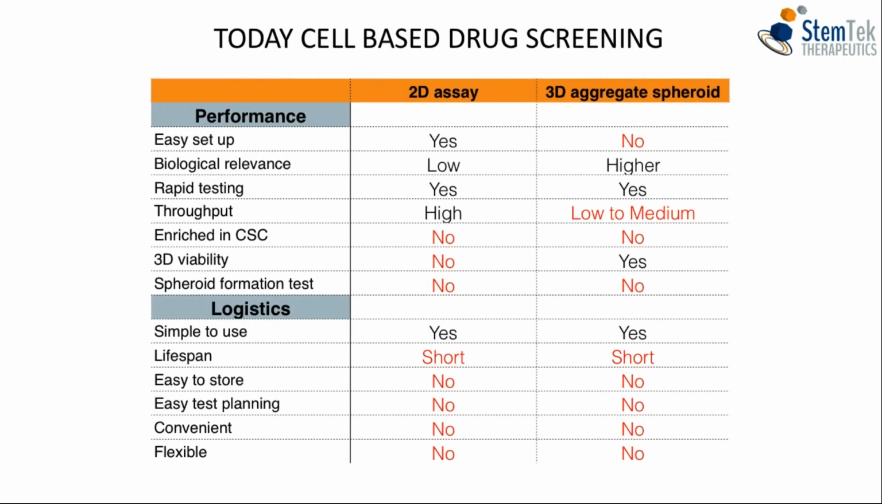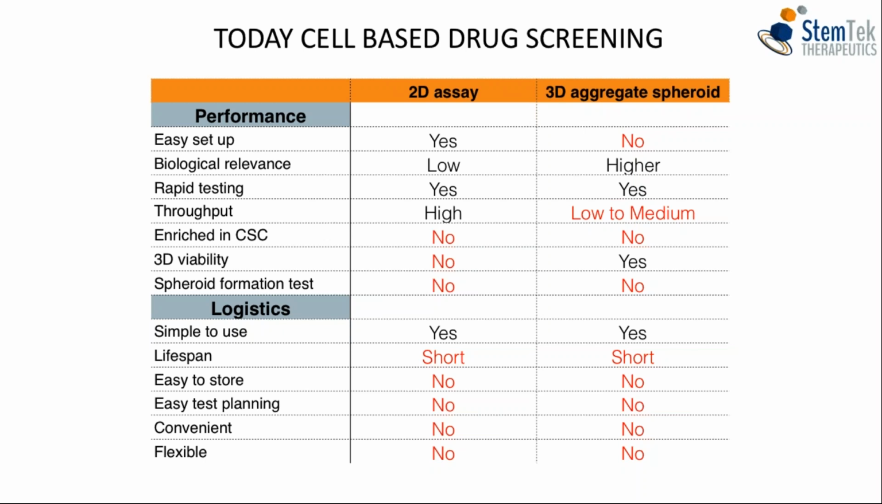So today is cell-based drug screening comparing 2D and 3D spheroids, and there are several ways of doing spheroids. And the standard right now is the 3D aggregate spheroid system, in which you have cells that you put in a point in space and they aggregate and make a ball, and this is a 3D spheroid. Well, they are not easy to set up right now. I mean, technology does not allow us to do rapid and inexpensive ways of creating aggregates. Biological relevance is of course higher than the 2D. It allows for rapid testing. Once it's optimized and set up, but the throughput is still low to medium throughput.